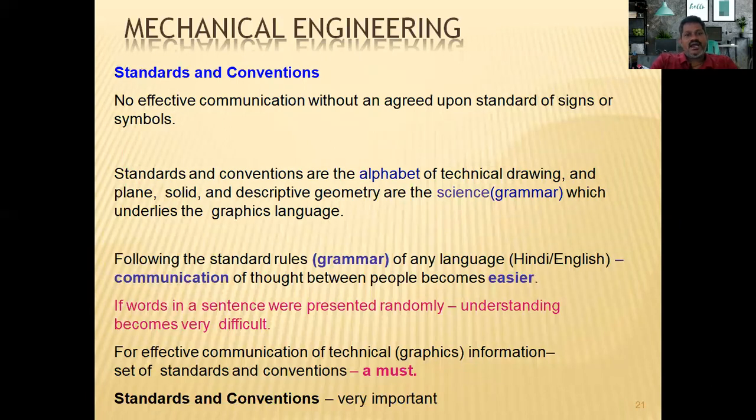Then let us see what the standards and conventions are. We have some standards and conventions to represent even the dimensions and the surface roughness values. These are the conventions and standards we use to maintain uniformity, so that they might be understood by all the users. If we use the same convention across the globe, anybody can understand. So there are some standards in engineering drawing. Those standards we see in these slides.